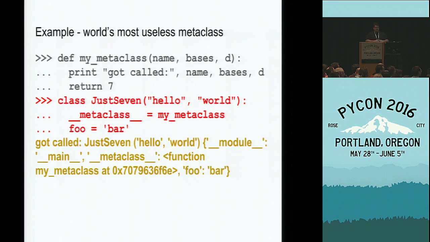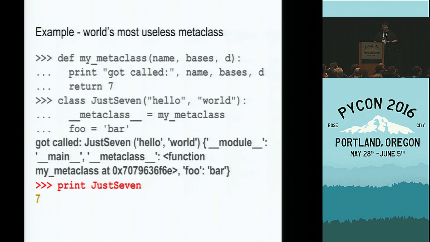So everything from our class statement, rather than being made into a class on its own, was passed to the metaclass we specified. And so since we returned 7, just7, instead of getting assigned to a class, got assigned to 7. And so that's the level of flexibility that metaclasses have. They just allow the class block to be another way of calling a callable.